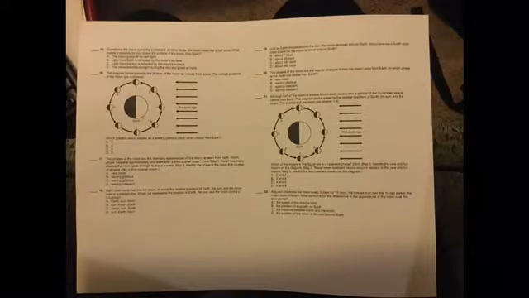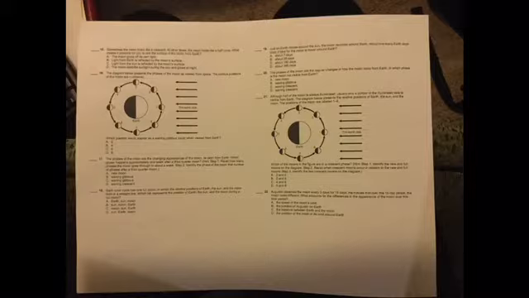18. Each lunar cycle has one full moon in which the relative positions of Earth, the Sun, and the Moon form a straight line. Which list represents the position of Earth, the Sun, and the Moon during a full moon? A, Earth, Sun, Moon. B, Sun, Moon, Earth. C, Moon, Sun, Earth. D, Sun, Earth, Moon.